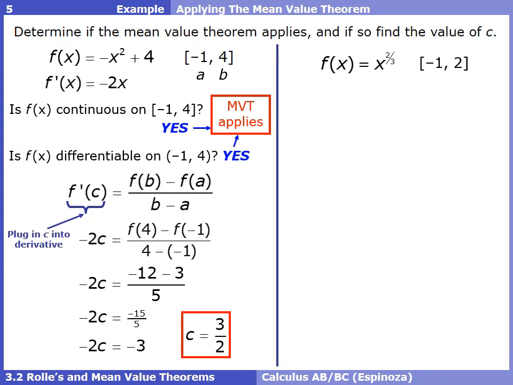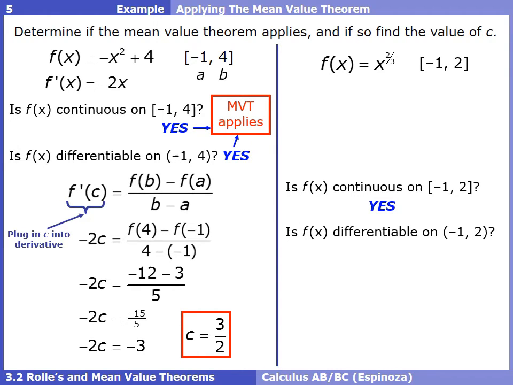Let's try another problem. We have the function x to the 2/3 power from -1 to 2. So again, we need to verify, is this function continuous? Well, yes, it's okay to plug in negative numbers into this equation. It's okay to plug in 0, and it's okay to plug in positive numbers. So it's continuous for all the values from -1 to 2. So we can say yes to that. Now, is this function differentiable?